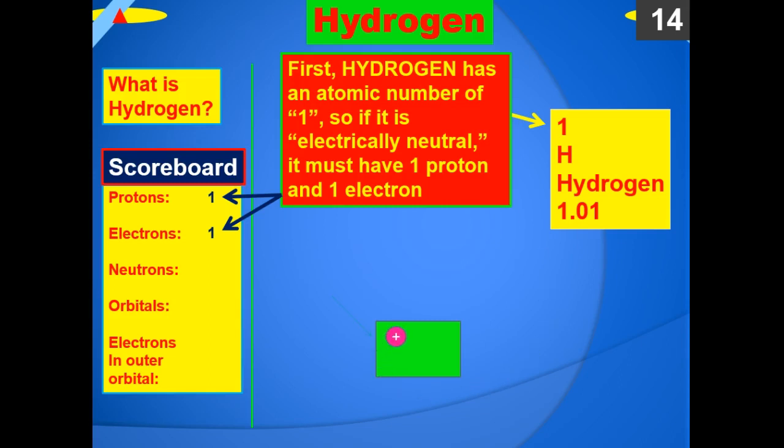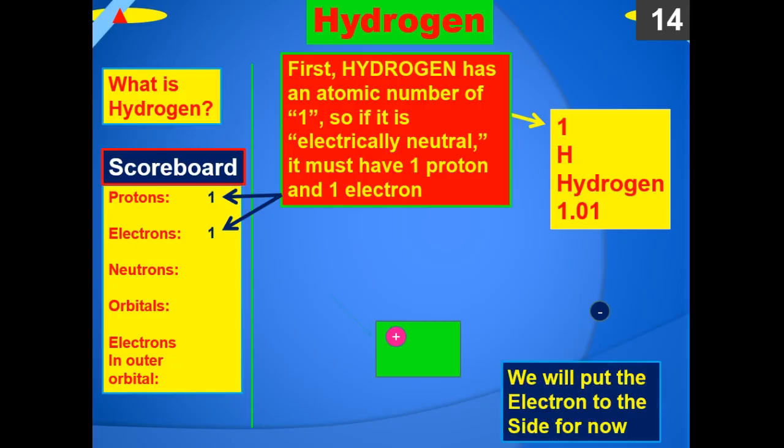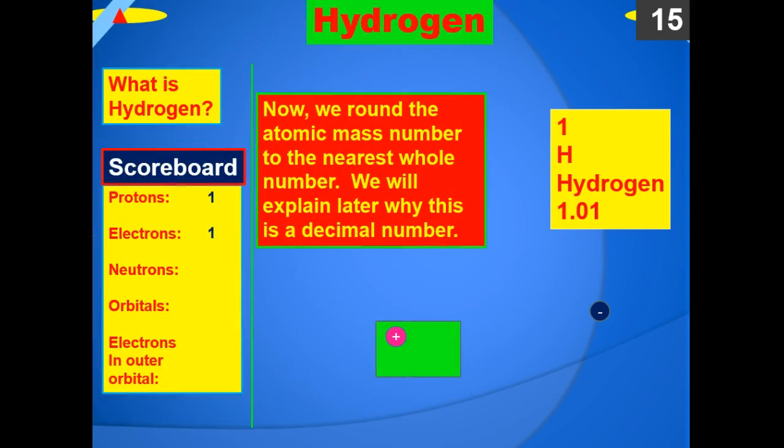First, we're going to place our 1 proton in there, and our 1 electron. We're going to place that off to the side until we have our orbitals set up. So we'll just stick the electron off to the side for now. Next, we're going to figure out how many neutrons the hydrogen atom has.